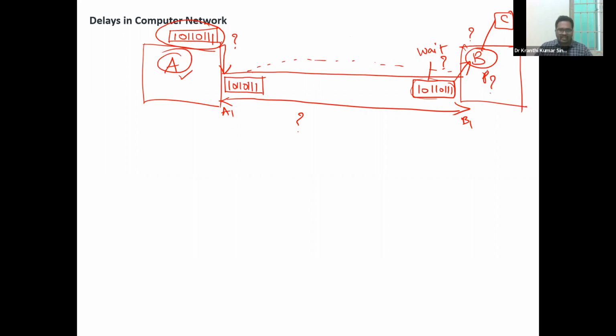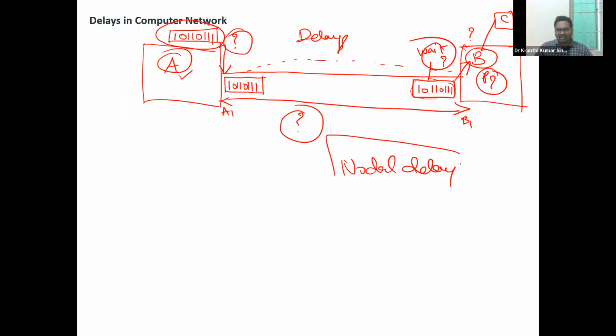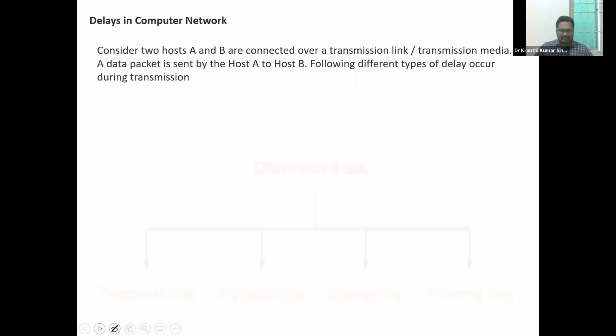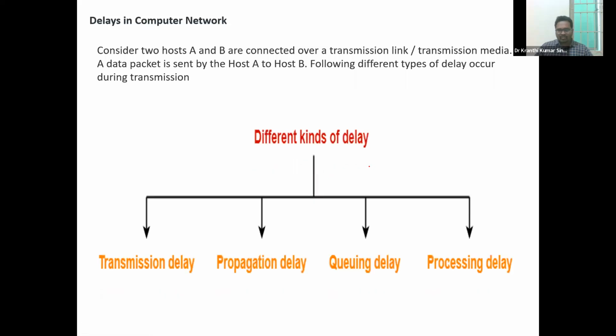Processing means checking the header or checking the content, whether the data is correct or not, applying some error detection and correction methods, checking everything. So here, what is this? And what is this? And what is this? These are called delays. Sometimes we generally call it nodal delay in general, but we are dividing it into individual delays here, and we try to solve some problems on that. As of now, it is clear.